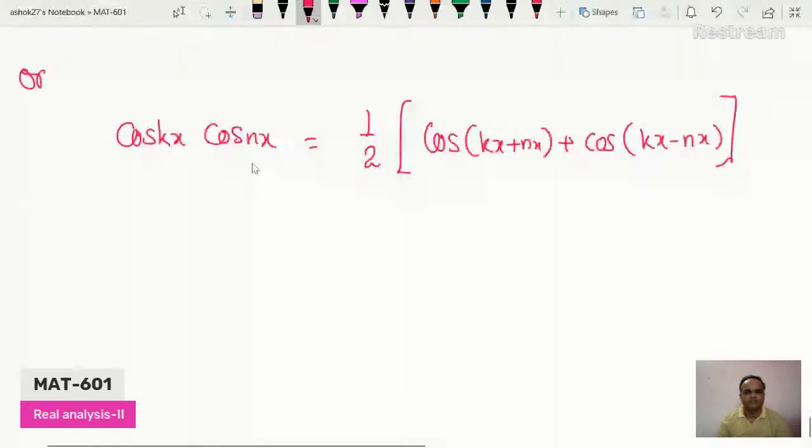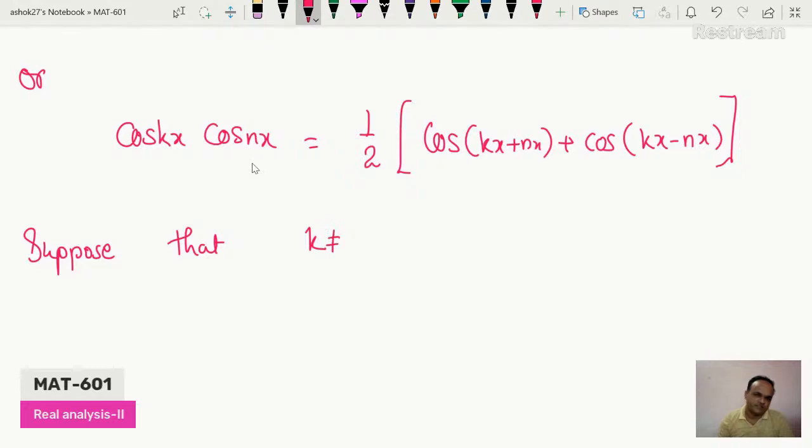So this is the resulting identity which we have to use in the proof of 1. Here suppose k is not equal to n. Otherwise it will be just cos square nx, and that will be the second result. So suppose k is different from n. So integrating, you can write this identity as 1.